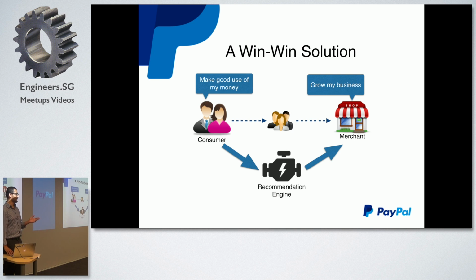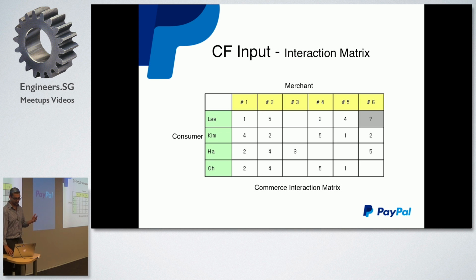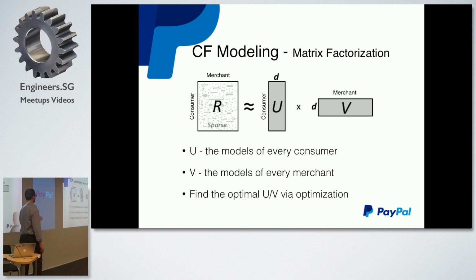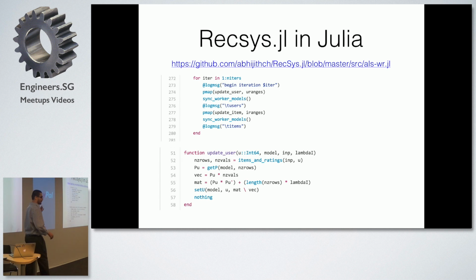Everyone knows what a recommender system is: you have your consumers and the merchants, and you have the ratings, and you want to factorize the ratings matrix into U times V, which is your consumer space and the merchant space, and then find the optimal solution, running iteratively to solve this problem. Everyone knows this. So why Julia? I think this might convince you a little bit more about why Julia is good for doing these kinds of things.